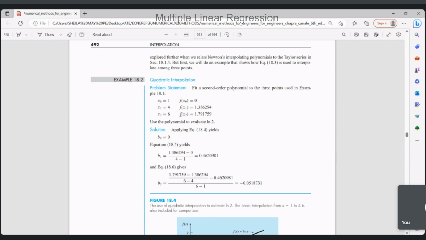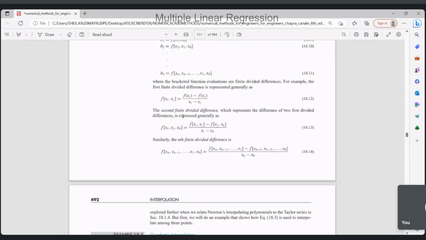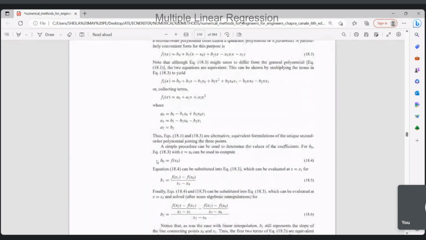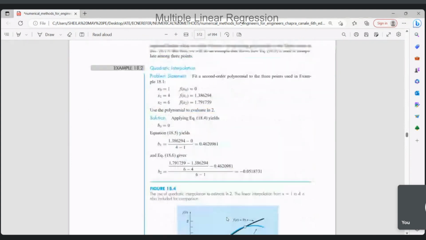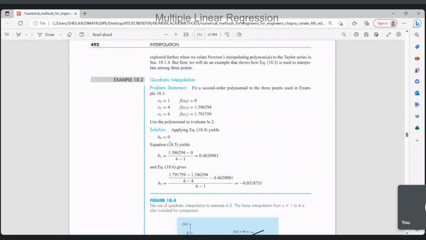So applying the 18.4 nga equation, balik ta. Here, this is 18.4, this is 18.5, and this is 18.6. Okay, be familiar with those. Okay, so B0 is just a function of our x sub 0. Atong x sub 0 is 1. So that's ln of 1. So that's 0.